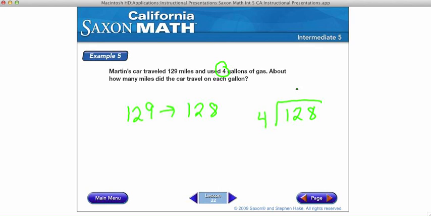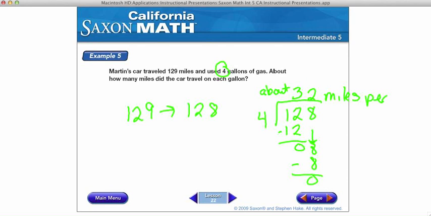4 goes into 12 three times. 3 times 4 is 12. I subtract, bring down the 8. 4 goes into 8 twice. 2 times 4 is 8. So my car will get about 32 miles per gallon. That's pretty good gas mileage.